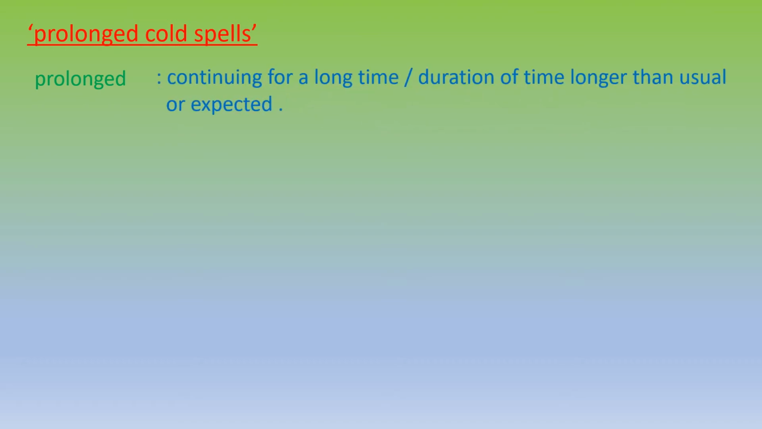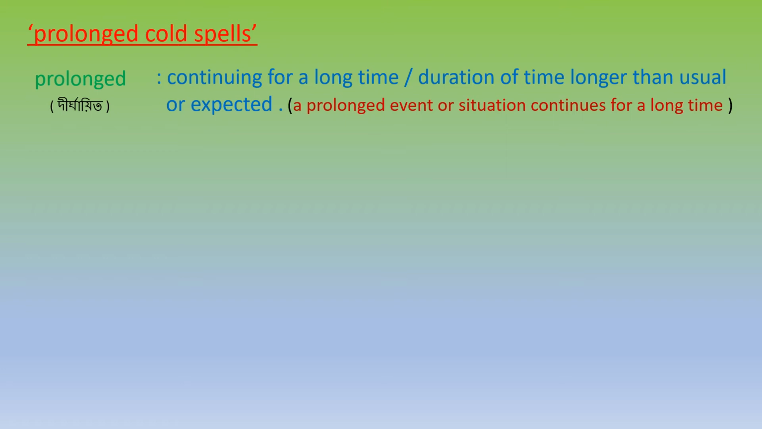Students, there is a phrase in your lesson, prolonged cold spells. What is the meaning of the phrase? To understand, first let us know the meaning of the word prolonged. Prolonged means continuing for a long time or duration of time longer than usual or expected. In Bengali, dirghaito, that is a prolonged event or situation continues for a long time.